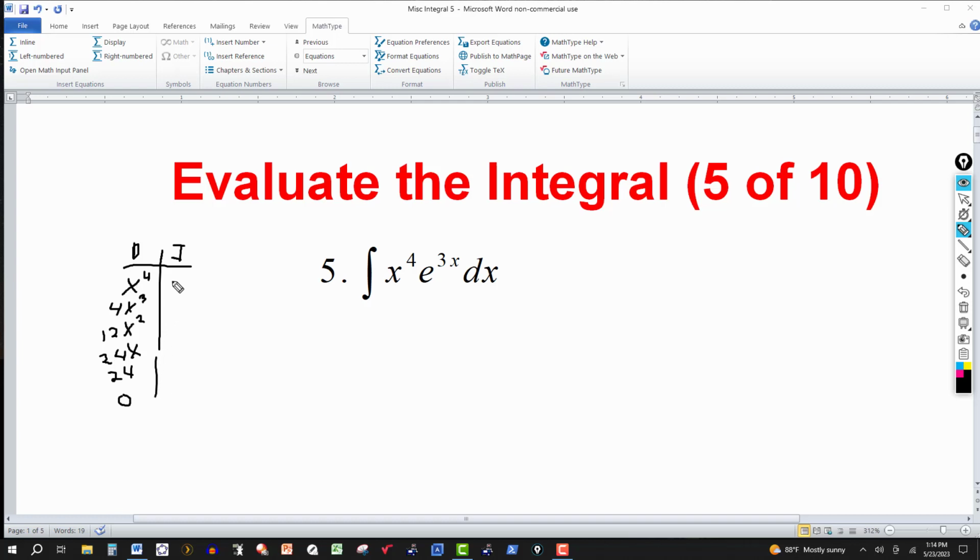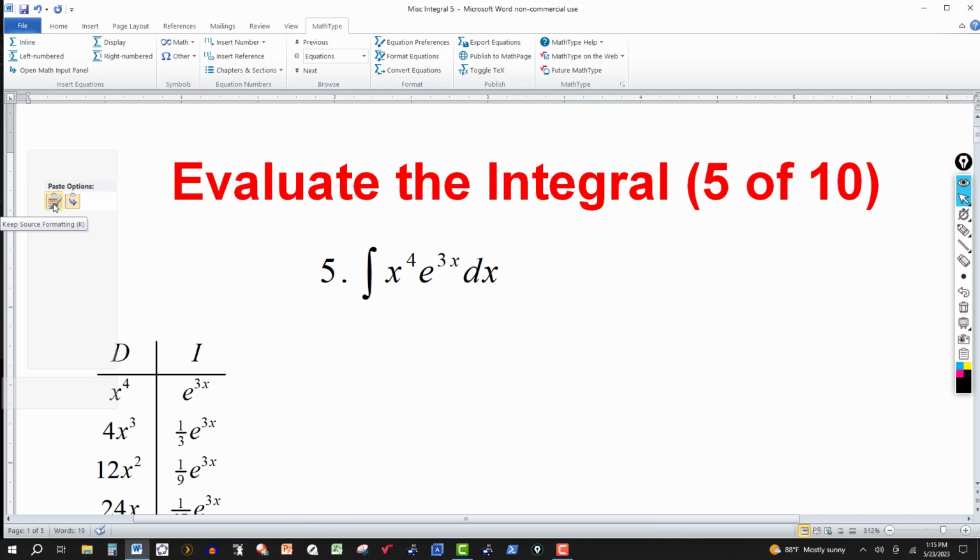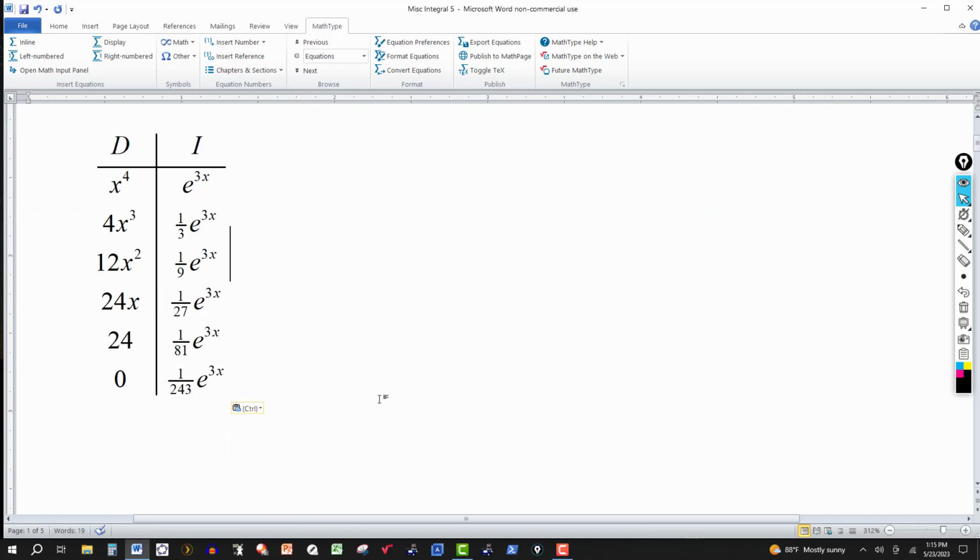On the right side I put e to the 3x, and we just integrate. The integral of e to the 3x is 1/3 e to the 3x, because if we take the derivative of 3x we get 3, so we divide by the coefficient, and then we keep going. It's going to be e to 3x, e to 3x, and so on. All we'll be doing is multiplying by a factor of 1/3 because of this exponent here. So if we continue that procedure, this is what you have.